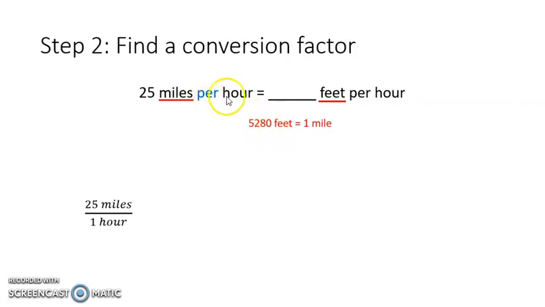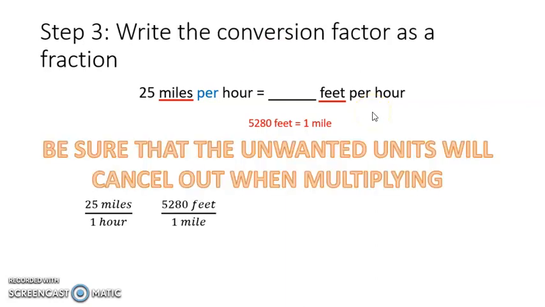So if you type into Google how many feet are there in a mile, it will tell you that there are 5,280 feet in 1 mile. So I always write that down. Now let's look at step 3 to see what's next. We need to write the conversion factor as a fraction. So I'm looking at this 5,280 feet equals 1 mile. I'm going to turn that into a fraction.